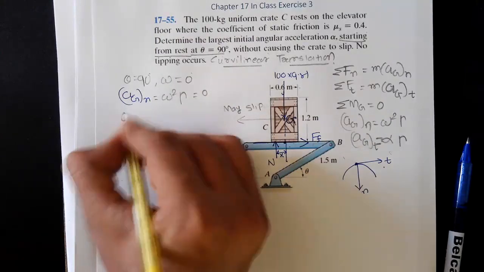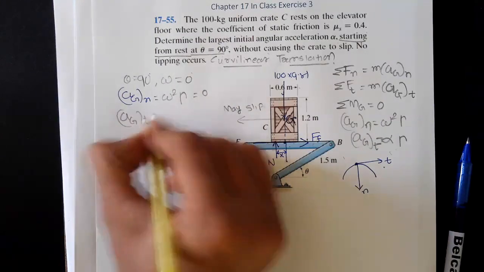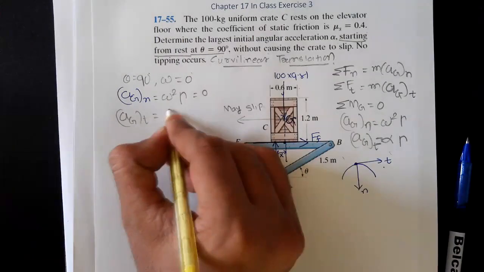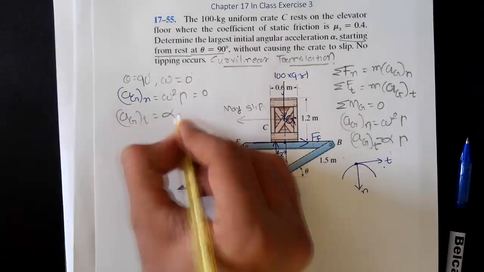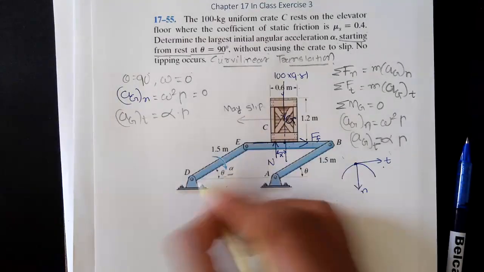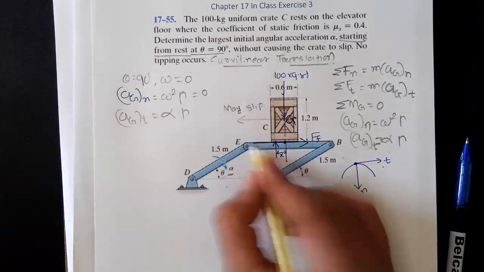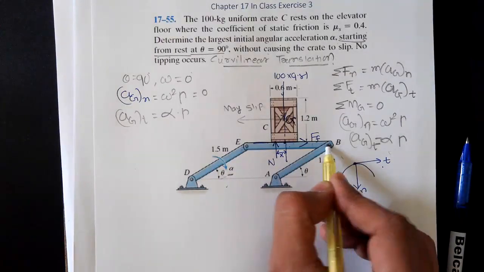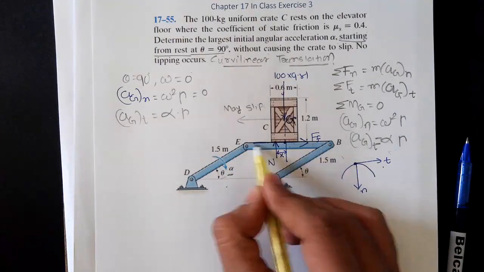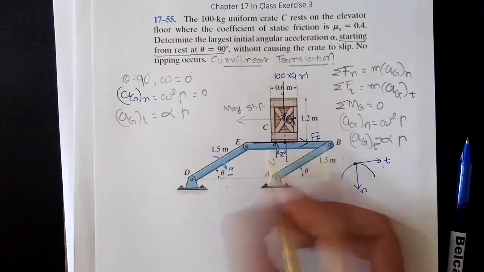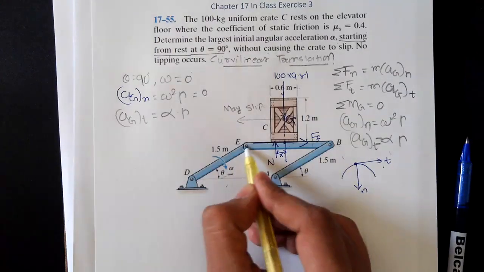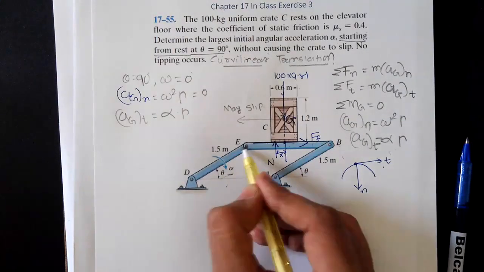Second is the tangential component of the acceleration, which is alpha r, where alpha is the angular acceleration and r is the radius of the link. In this example, this entire link has the same angular acceleration and the same speed, because the entire link is connected to point E. So we just apply this equation for point E.